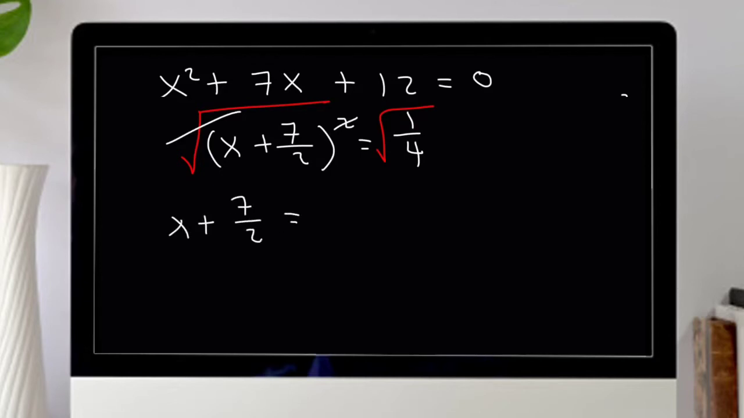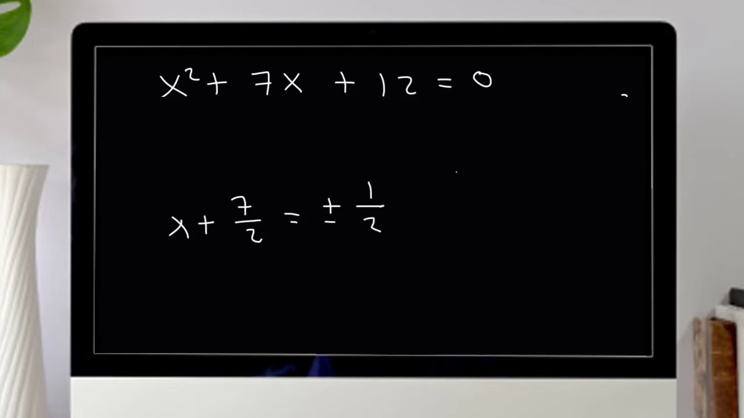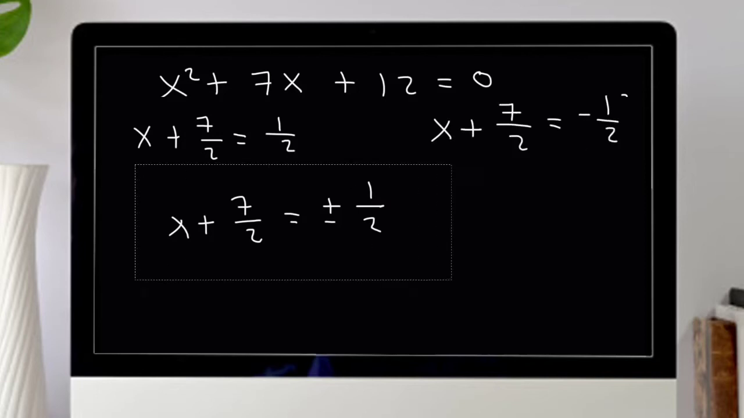On the right, we're taking the square root of a number, so it's going to be plus or minus. The square root of 1 is 1, and the square root of 4 is 2. So now we can write two equations, which I'm going to put here. The first one is going to be x plus 7 over 2 is equal to positive 1/2. And the second one, x plus 7 over 2 is equal to negative 1/2.